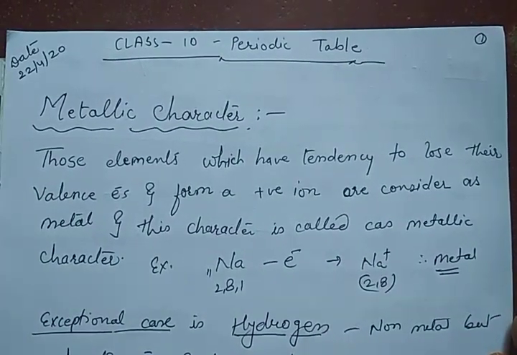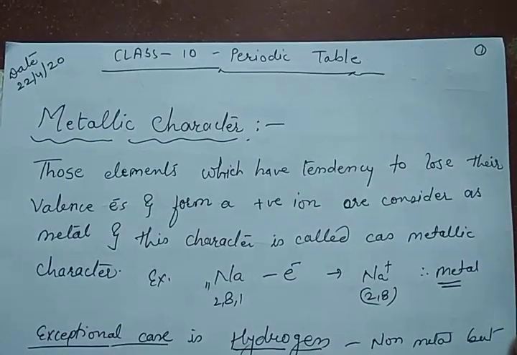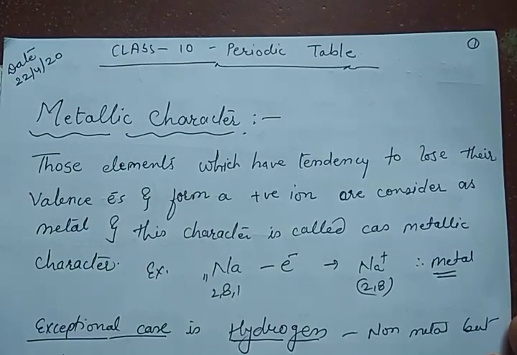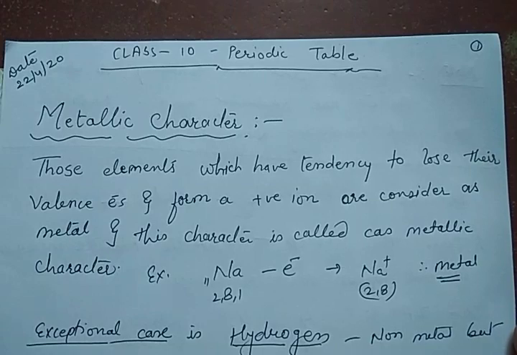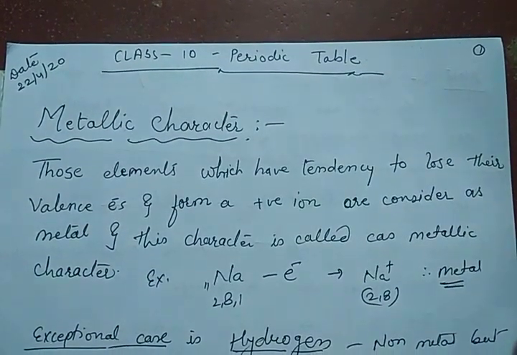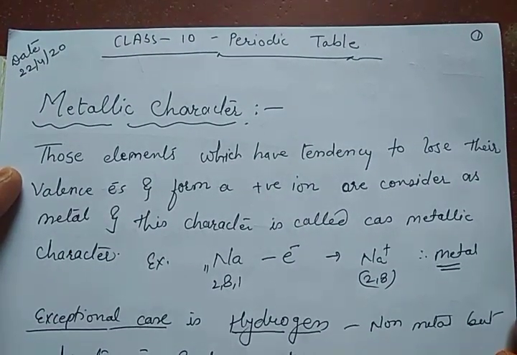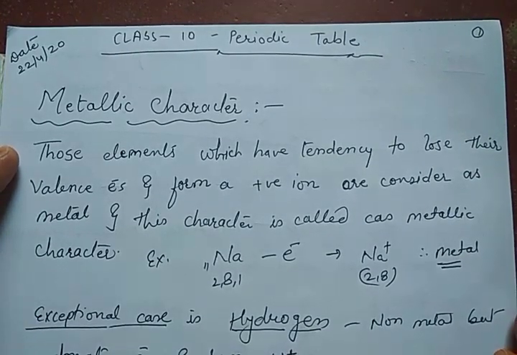Atomic radius is nothing but the distance between the center of the nucleus up to the last shell. The unit used to measure it is the Angstrom unit or picometer. We also remember the factors which are affecting the atomic radius. The first one is the number of shells and the second is the nuclear charge.